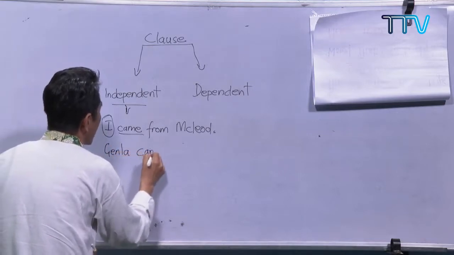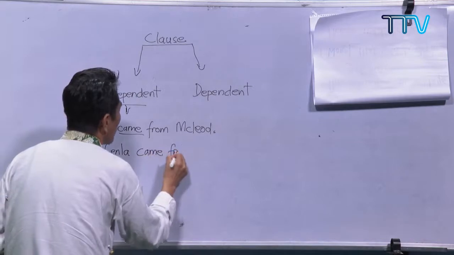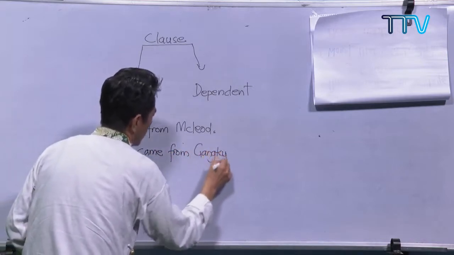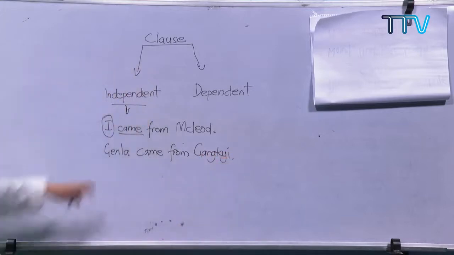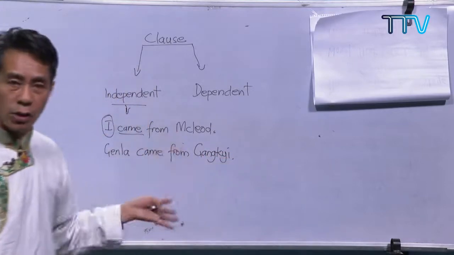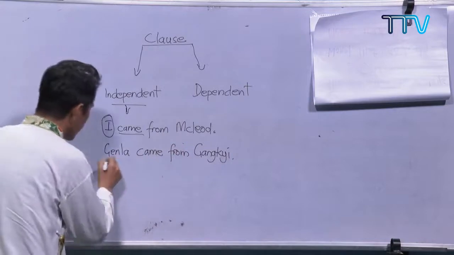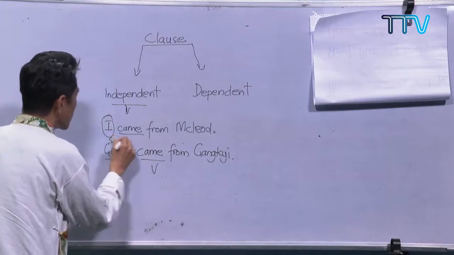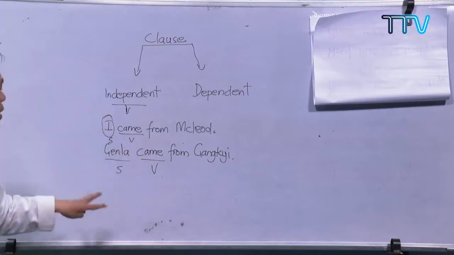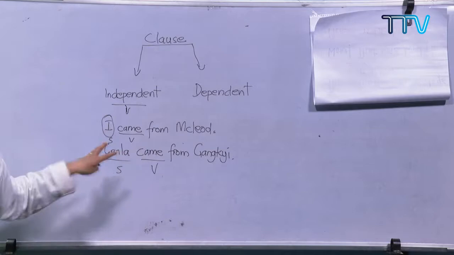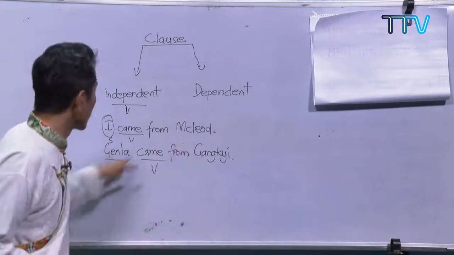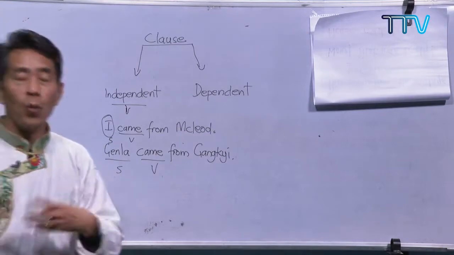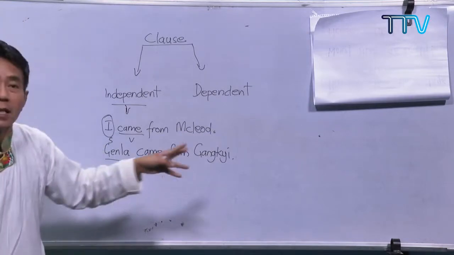Likewise, "Kerala came from Kanga." Okay, now again this is an independent clause. Why? There is a subject and a verb. This is a subject and verb. This is a clause, and again it is independent because it makes complete sense. Kerala came from Kanga. We don't have to depend on other words or another sentence to make it complete.